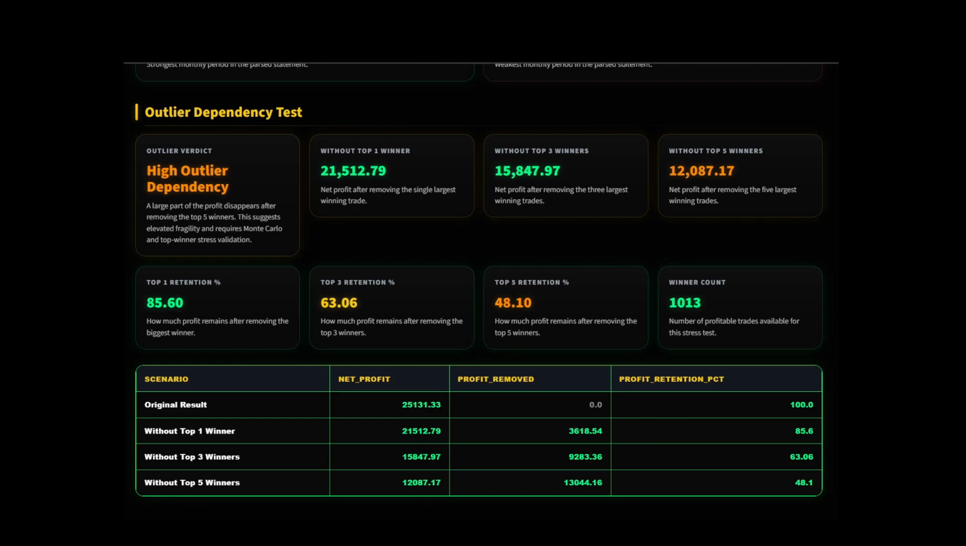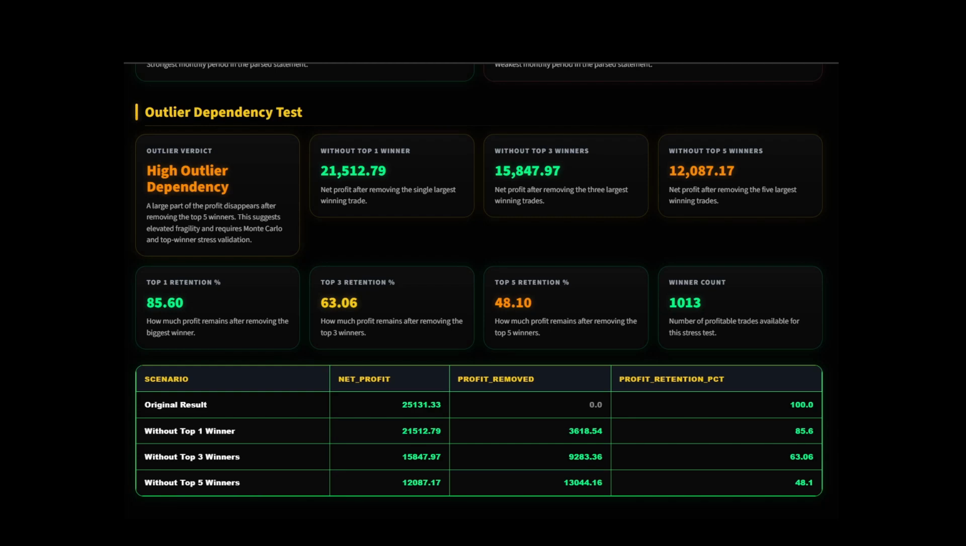It is also still profitable after removing the top 3 winners. But after removing the top 5 winners, only 48.10% of the profit remains. So the tool labels this as high outlier dependency. That means the strategy is not completely collapsing, but a large part of the profit is still connected to a small group of strong trades. And that is something you want to know before trusting the system deeper.